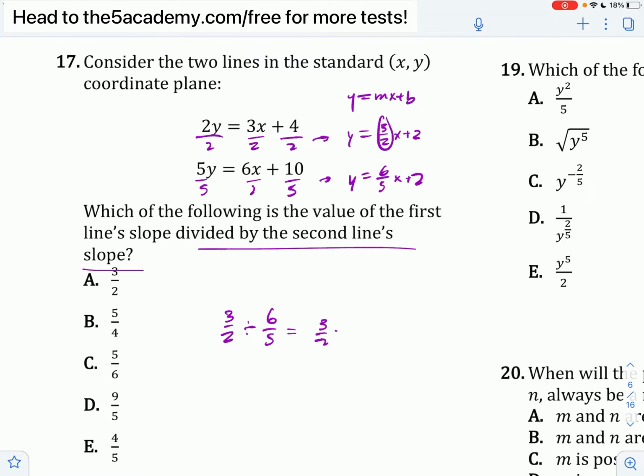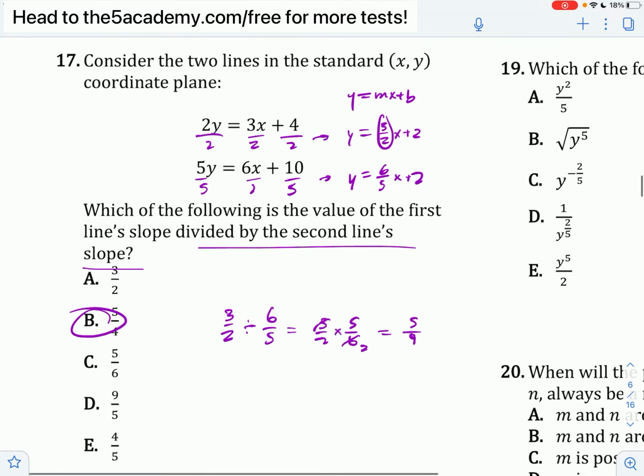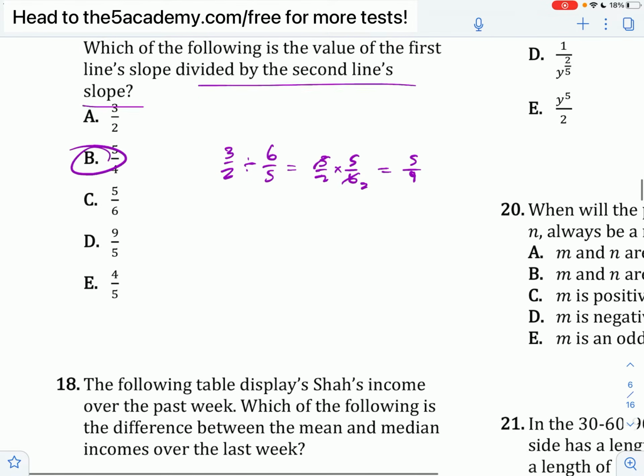That's 3 over 2 times 5 over 6. That comes out to 5 over 4. Okay? That's your answer here. It's just finding slopes and then dividing.